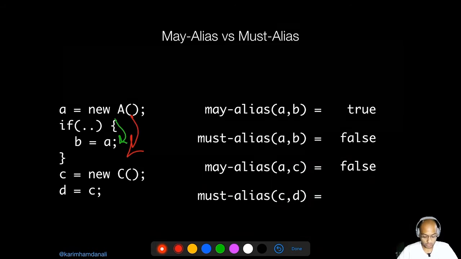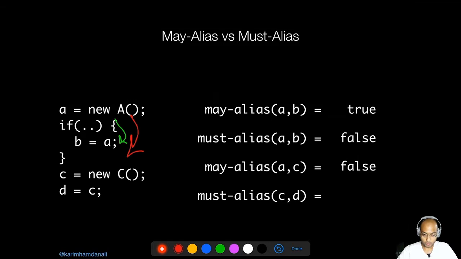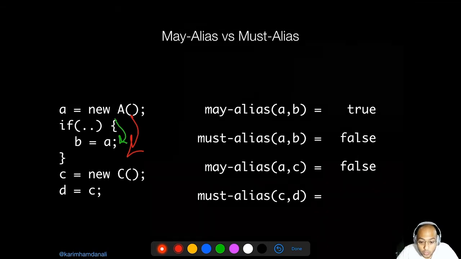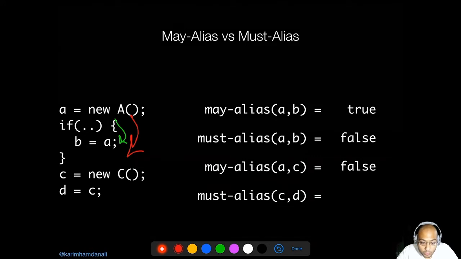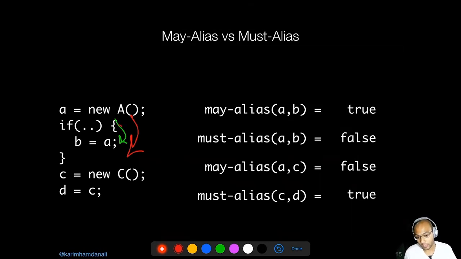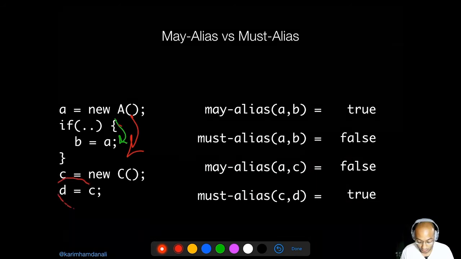True. D equals C is always the case, right? True, since there is no path where we don't hit D equals C. Yeah, that's exactly correct. So no matter whether you take the if branch or skip it, you're always going to hit the statement D equals C. So you're always going to execute that, and we're always going to have a must alias relationship between C and D.